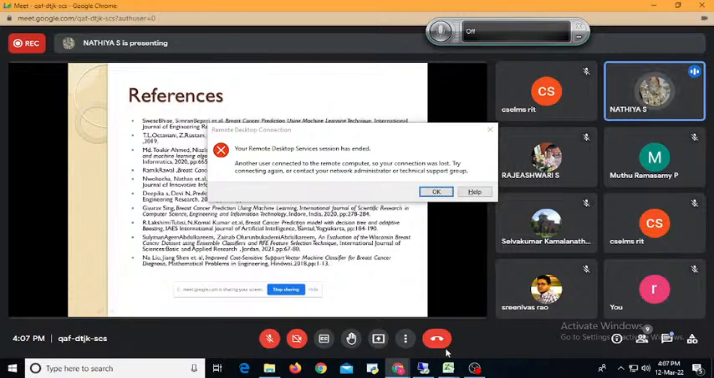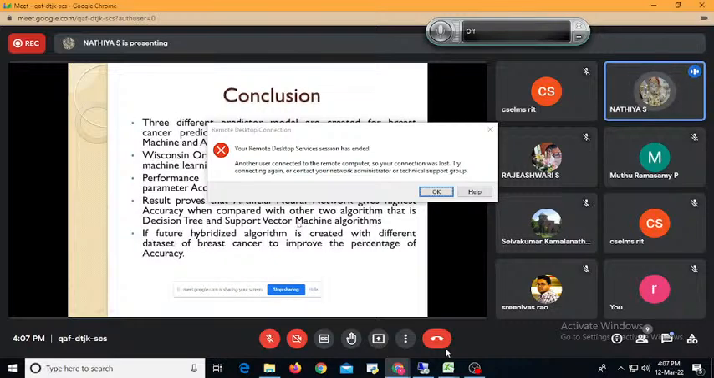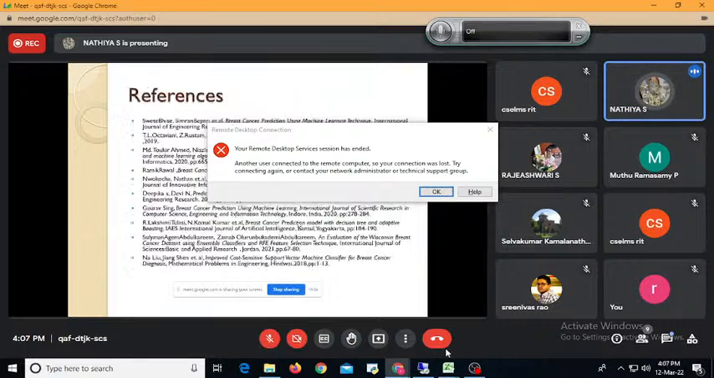Finally, the conclusion. Here I have created three different predictor models for the prediction of breast cancer, and I have found that the artificial neural network is best when compared to the other algorithms. Here it depends on my data set. In future, I will try different data sets with different algorithms for the prediction of breast cancer, and I will check which algorithm gives more accuracy for breast cancer prediction.